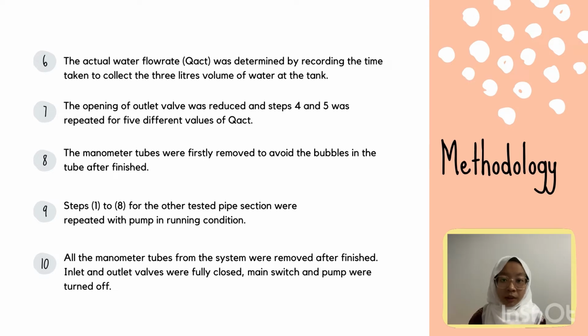Next, the actual water flow rate QX was determined by recording the time taken to collect 3 liters volume of water at the tank. The opening of the outlet valve was reduced, and steps 4 and 5 were repeated for 5 different values of QX. The manometer tubes were firstly removed to avoid bubbles in the tube after finishing. Steps 1 to 5 for the other tested pipe sections were repeated with the pump in running condition.